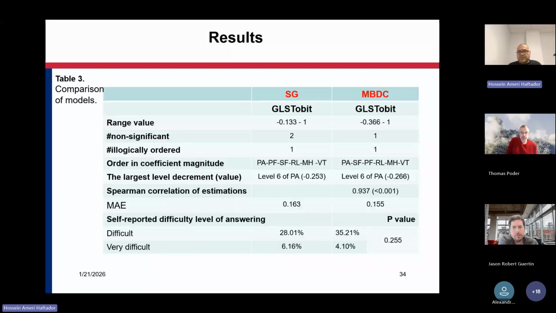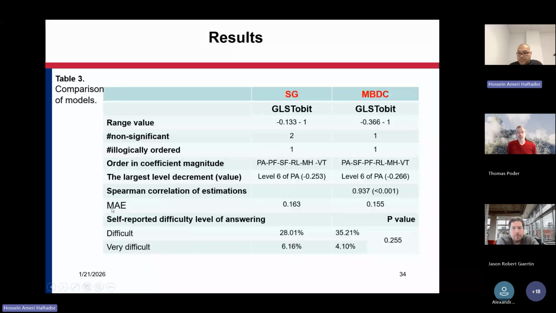Also, we compared the result of multiple bounded dichotomous with standard gamble as a gold standard. In general, the results of the two methods are very close. There are no significant differences between the two methods. We can see the range of values is very close. The number of significant is 2 and 1, and the number of illogically ordered is 1 and 1. Pain is the most important. Level 6 of pain had the largest coefficient, and it was very strong.